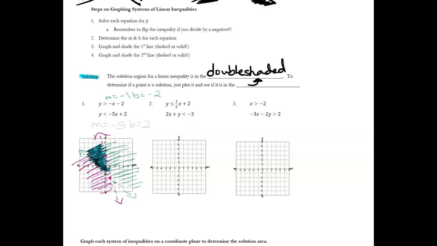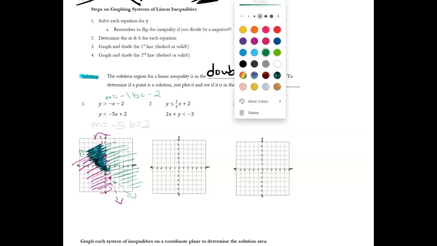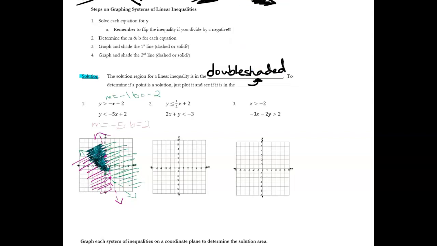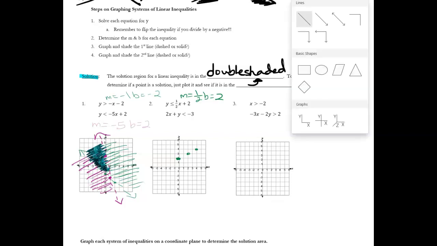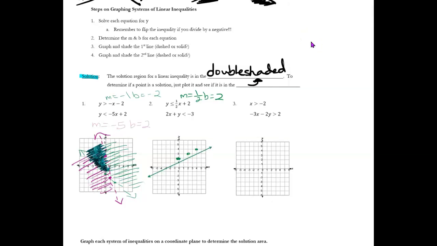Okay, so let's go back and do the next one. These points are too small. This one is pretty easy because your m is 1/2 and your b is 2, so it tells us that. So 2, and then go up 1/2, up 1/2. This time it's a straight line. Ooh, so I can cheat and use my straight line tool.